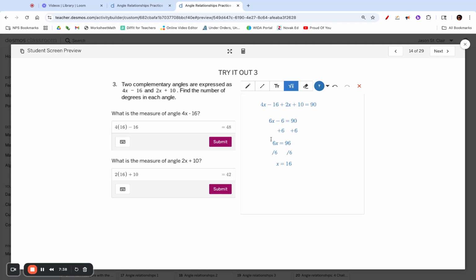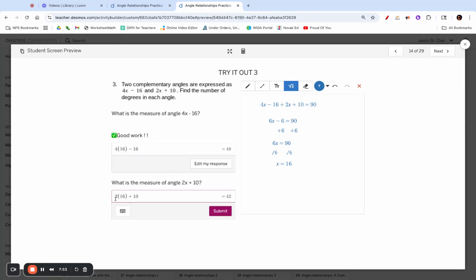Add 6 to both sides. That gives us 6x equals 96. Divide by 6 and x equals 16. And now I just substitute 16 into the x's here. So I get 4 times 16 minus 16 is 48. And I get 2 times 16 plus 10 is 42. And both of those are correct.